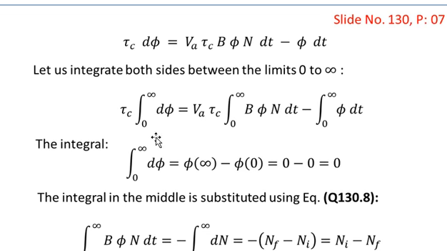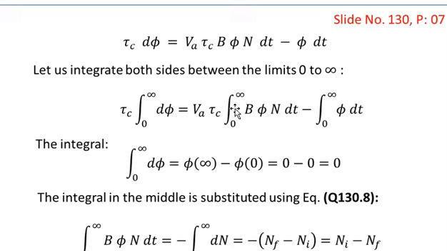So let me calculate this one first of all. This integral from 0 to infinity of d phi. If you integrate this one, you will get the value of phi and apply the limits. The first limit will give you phi at infinity minus phi at initial time. You see that the pulse vanishes at large time, so we have zero number of photons, and the pulse has just started at the beginning, so the number of photons was initially zero. So we can say that 0 minus 0 is equal to 0. So this integral contributes 0.